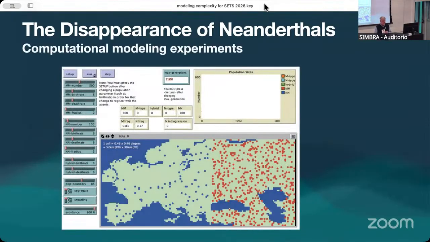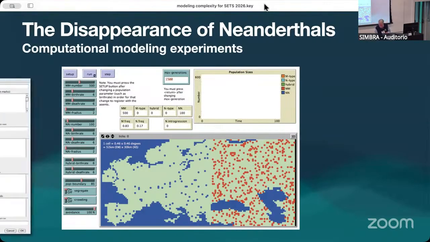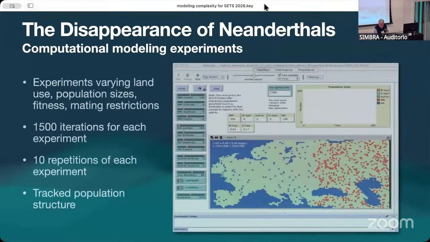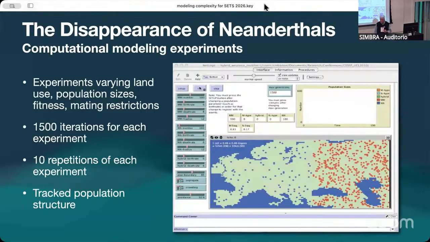And then we conducted some computational experiments in our laboratory, and we used NetLogo to do that. We set these parameters, things like death rate and birth rate for different kinds of populations, to different amounts. We set the movement from small to large. We set mating prescriptions from very strict to very lax, and did a bunch of things like this. And then we looked at the demographic results of our model. We ran each set of parameters 1,500 times with 10 repetitions of each one. Think of it as 1,500 generations. And then we track the population structure.